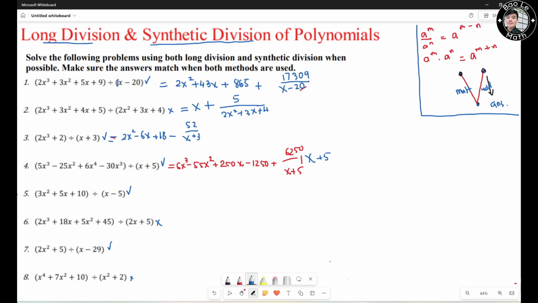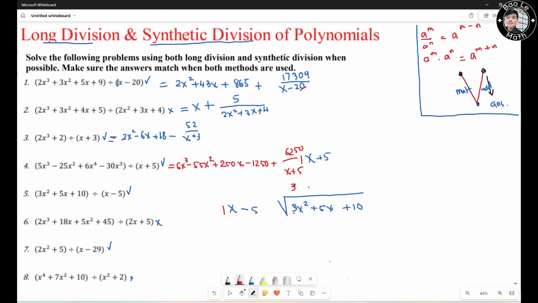Alright, let's move on to question number 5. This is a linear factor with coefficient 1, so we can do 2 methods. We're going to do long division first. Three s squared plus 5s plus 10 divided by s minus 5. The leading coefficient is going to be 3, and the leading coefficient of the divisor is 1. So 3 divided by 1 is going to be 3.